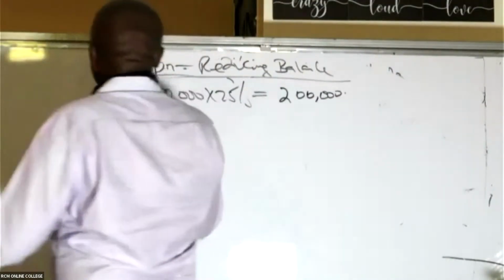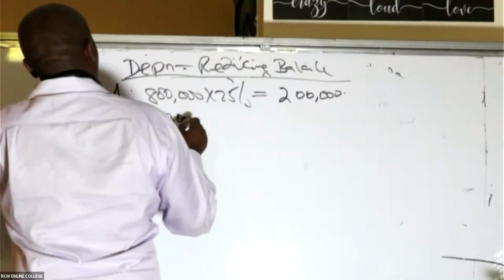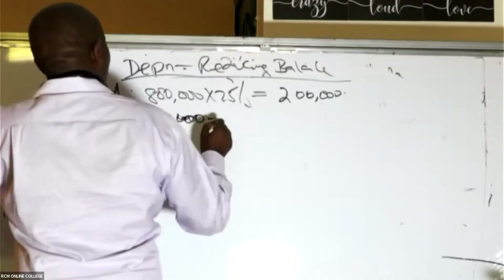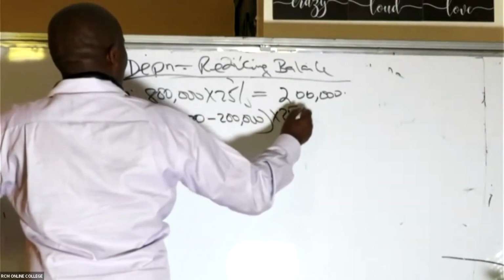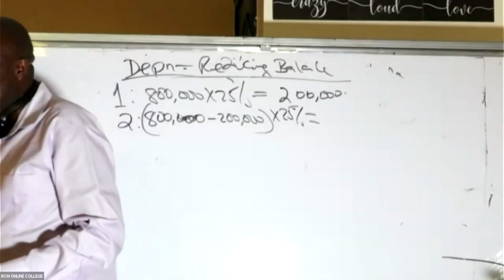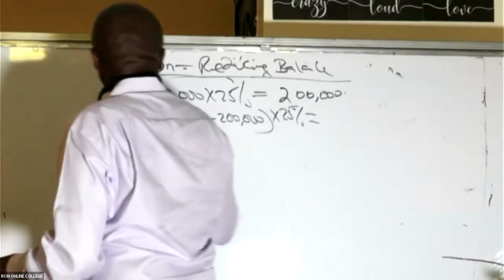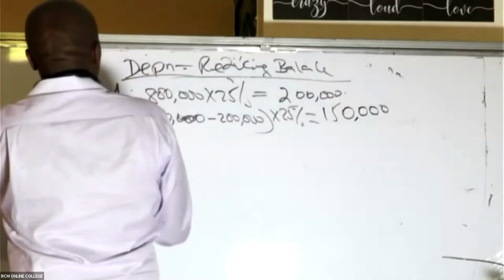200,000. Then we go to year number 2. Remember, it's reducing balance. The reducing balance there will be 800,000 minus 200,000. Whatever we get times 25%. Maria Lizzie, 150,000. Ladies and gentlemen, from there we go to year number 3.